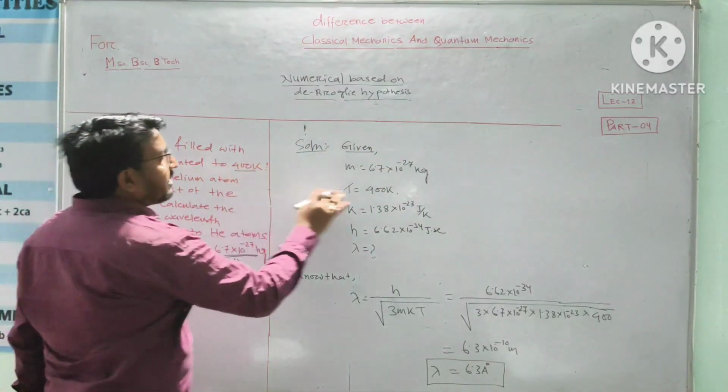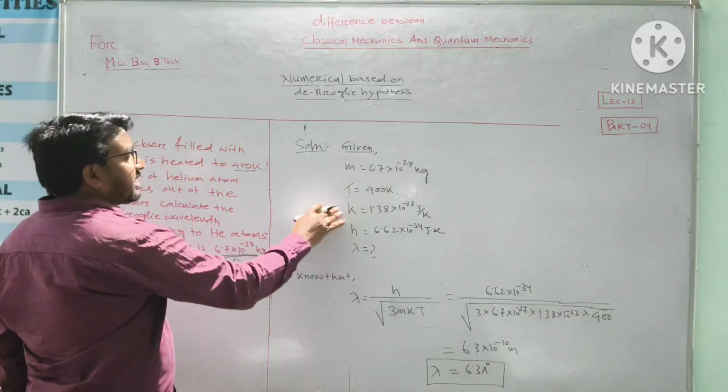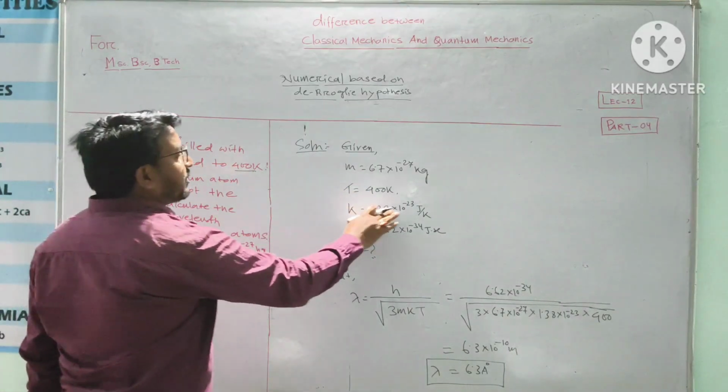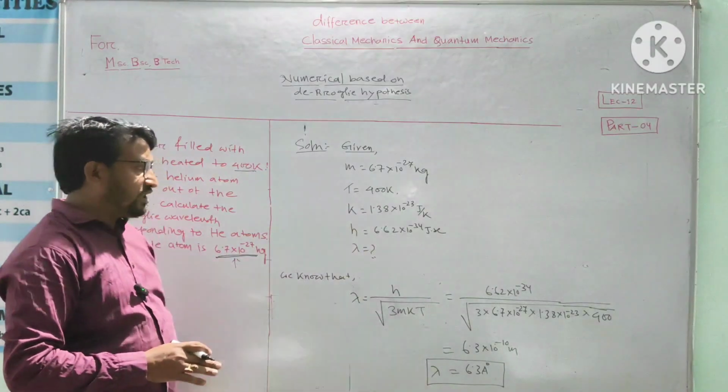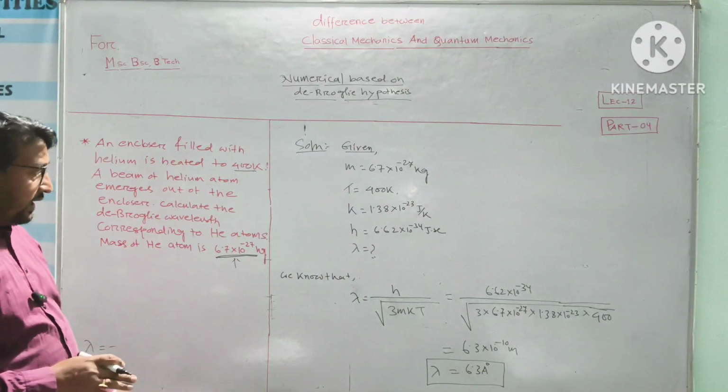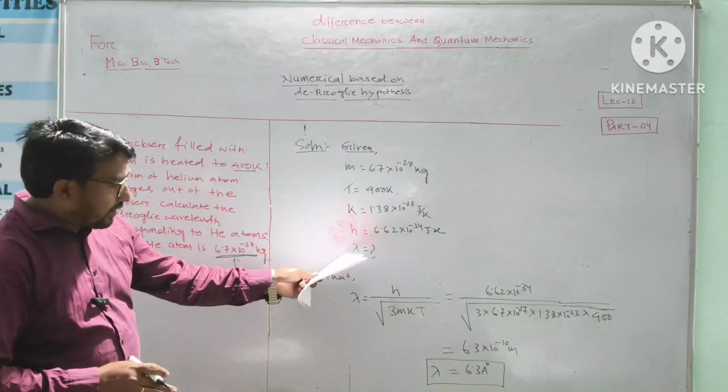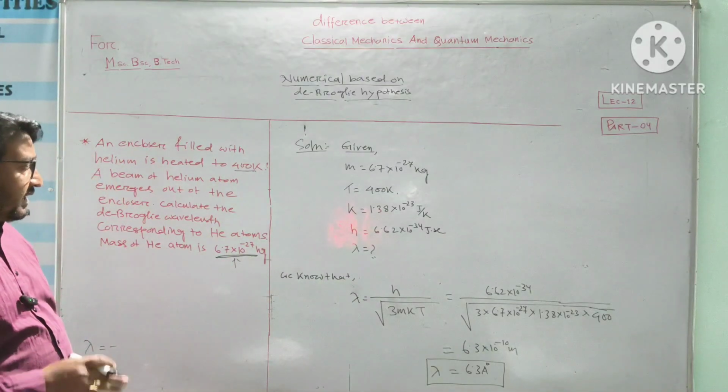Temperature also given, T equal 400 Kelvin. And Boltzmann constant, this is also constant, so K equal 1.38 into 10 to the minus 23 joule per Kelvin. And this is Planck constant, H equal 6.62 into 10 to the minus 34 joule second. And we are going to find out lambda, that means wavelength of the helium particle.